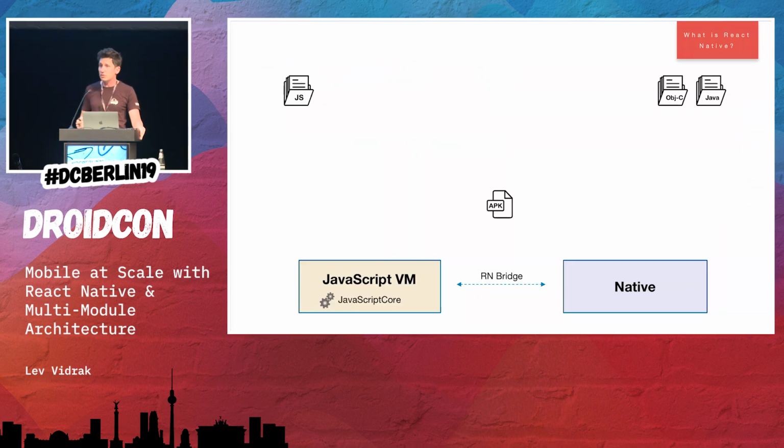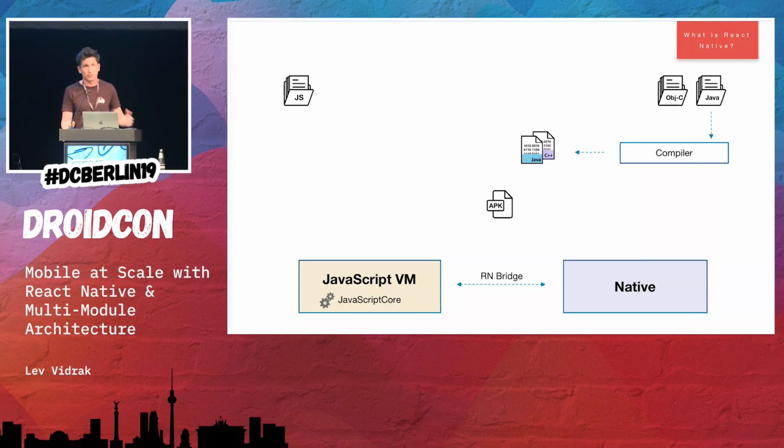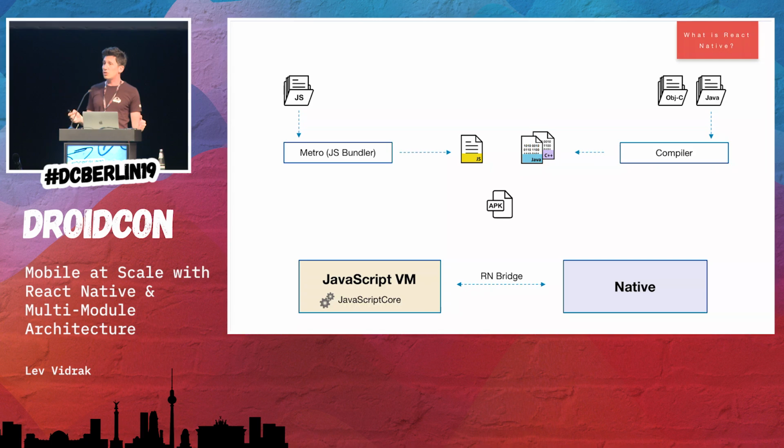Let's see how it all works and compiles and runs in our application. So the native code, the Java, Objective-C, C++, whatever, compiles as a normal native application to bytecode. And the JavaScript code goes through a process called bundling, which is actually optimizing our code for the JavaScript engine that will execute this JavaScript.